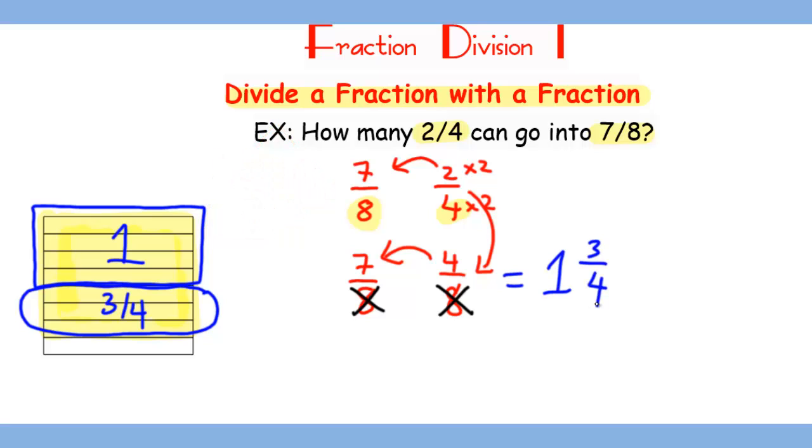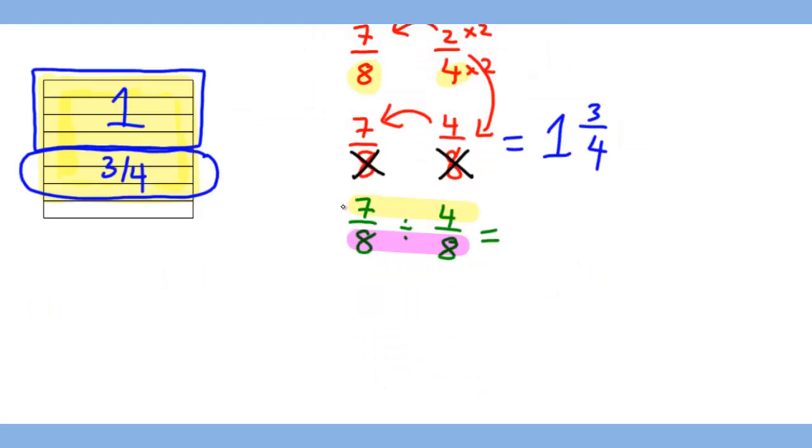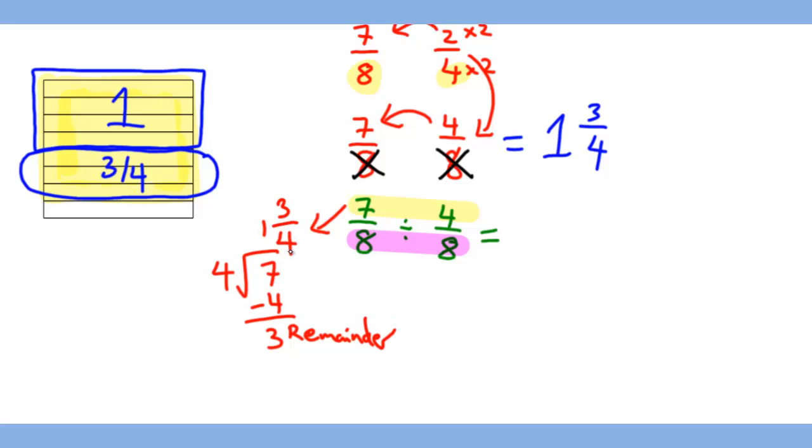Now, how can you do the same exact thing mathematically? This question, when you turn it into a math equation, is just 7/8 divided by 4/8. And some people might have learned this in elementary school, where you can actually divide the numerator by the numerator and the denominator by the denominator, which is a good starting point in understanding fraction division. So 7 divided by 4 using long division gives you 1 whole and a remainder of 3, which you can turn into 3 out of 4 as a fraction.